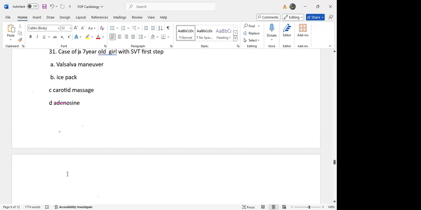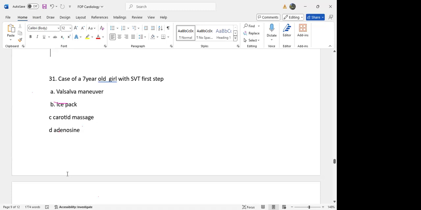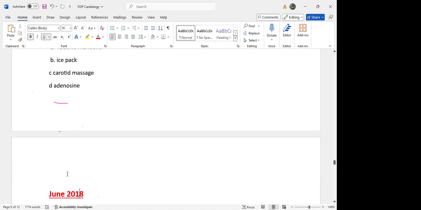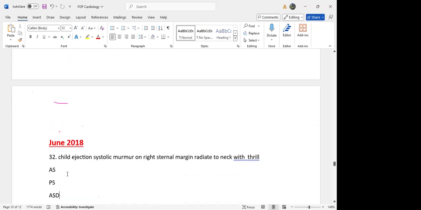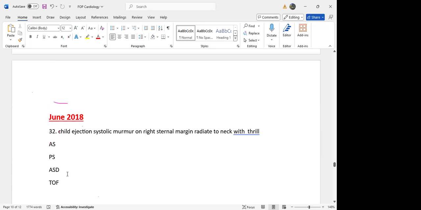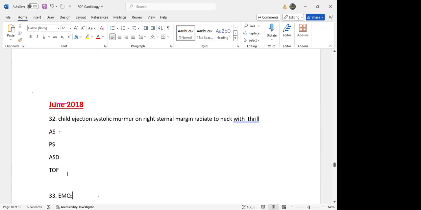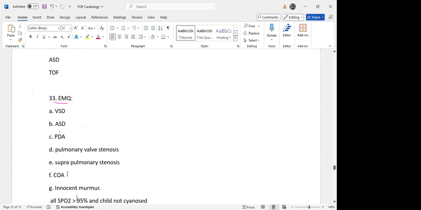Then we have a prayer break. Okay. This is a 7-year-old girl with SVT. The first step is always the Valsalva maneuver. If the child is stable, then the first step would be the Valsalva maneuver. A child with an ejection systolic murmur at the right radiating to the neck is aortic stenosis.